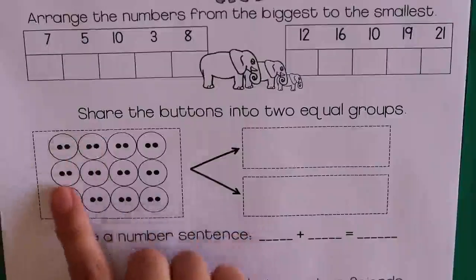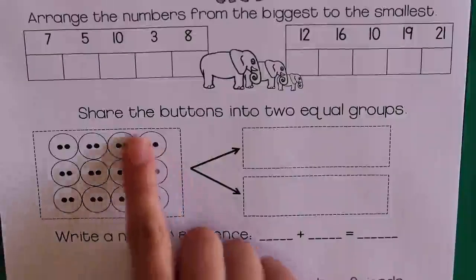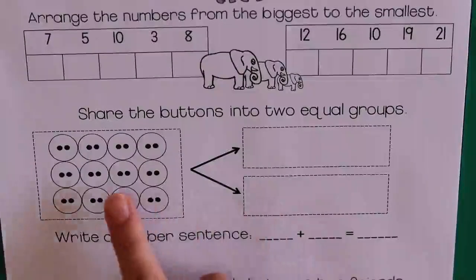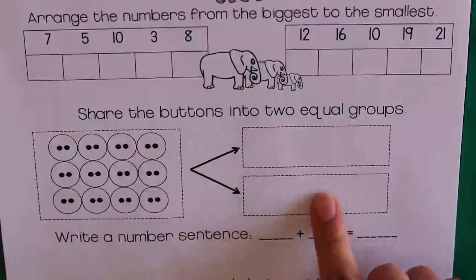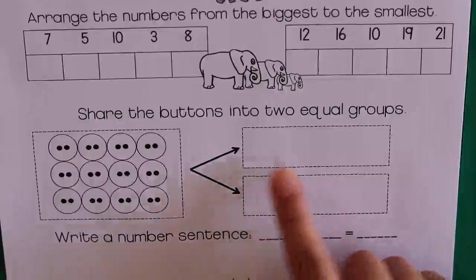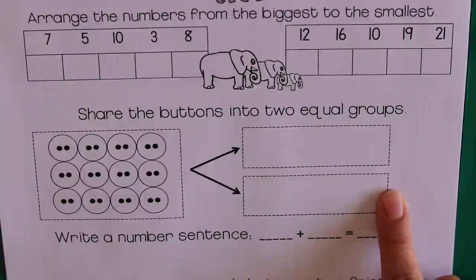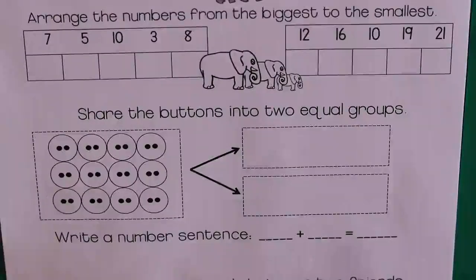Okay, here's our buttons. They want us to share these buttons into 2 groups. So we're sharing it between 2 children. Okay, here's the one child's buttons and here's the other child's buttons. Okay, so this is like halving, because halving is in 2s.